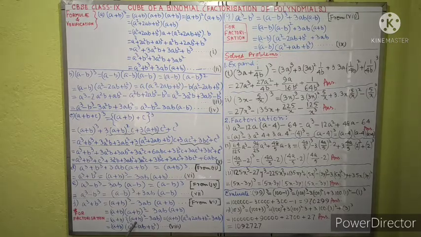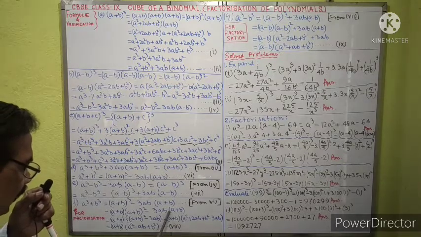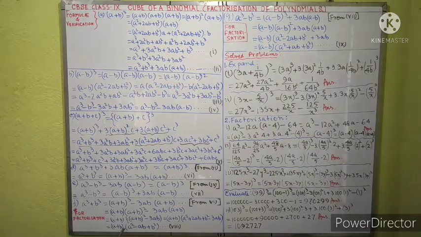When (a plus b) whole square is broken down, it is a square plus 2ab plus b square, and this is again minus 3ab. So the formula is (a plus b) into (a square minus ab plus b square). This is number 8, and it is used for factorization.